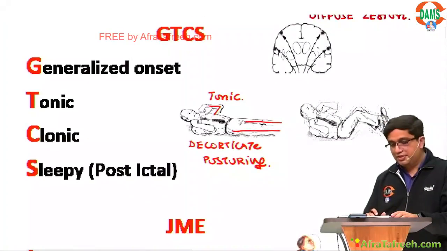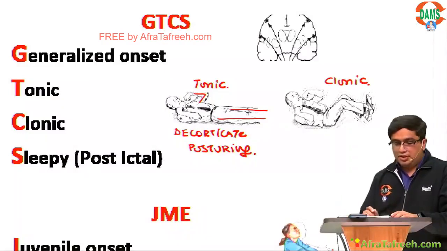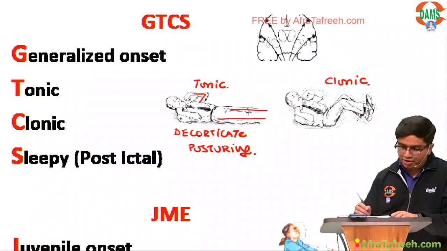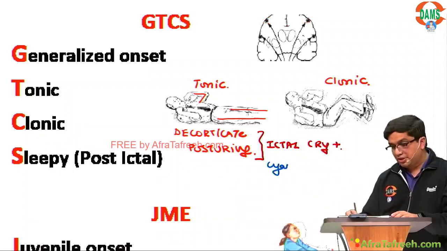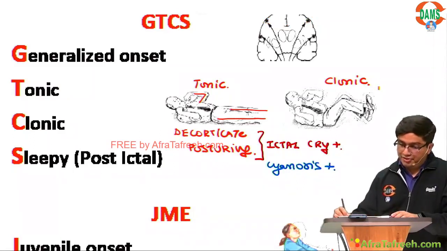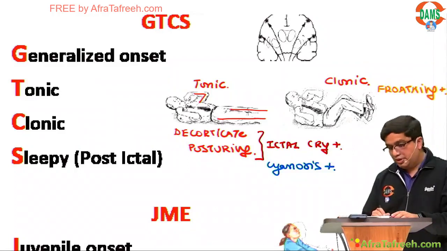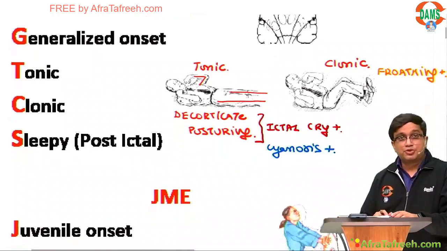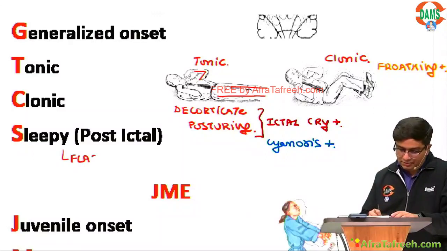Then we have the next phase, the clonic phase, in which the person keeps on continuously moving or jerking. In the tonic phase, we usually have a sound or a loud cry of the patient known as an ictal cry, and of course with some cyanosis that could be seen in them. In the clonic phase, obviously, we have frothing in our patient. And then there is a sleepy phase, that's the post-ictal phase. After the seizure, the patient lies flaccid, and obviously they come with urinary incontinence.